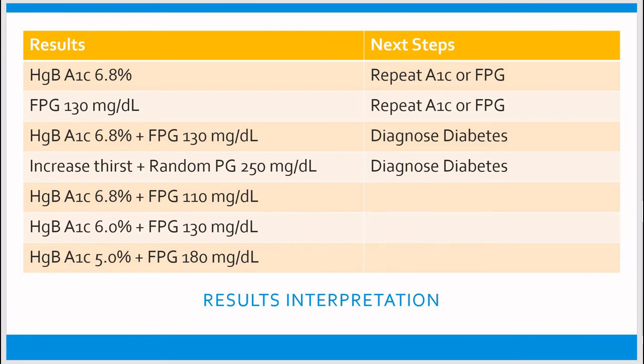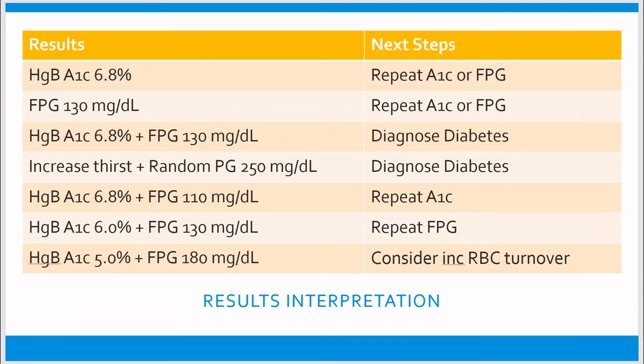And in patients with an A1C of 6.8 plus a fasting plasma glucose of 110, what do you do next? You will repeat the A1C. In this case, the A1C is abnormal and the fasting plasma glucose is normal, so you will repeat the abnormal test. For patients with an A1C of 6.0 and a fasting plasma glucose of 130, what do you do next? You repeat the fasting plasma glucose, because again here, the abnormal test is the fasting plasma glucose.